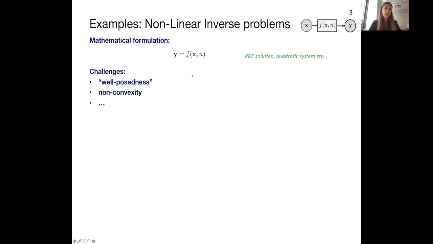Thinking a bit ahead of how we are going to solve this problem, we may have some convexity issues in the optimization to find a solution, and so on. Again, to give you a few examples of famous nonlinear inverse problems.